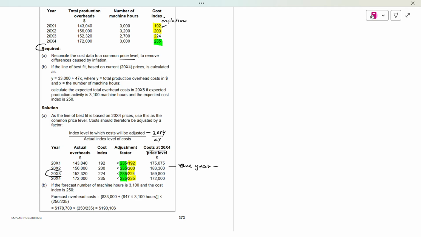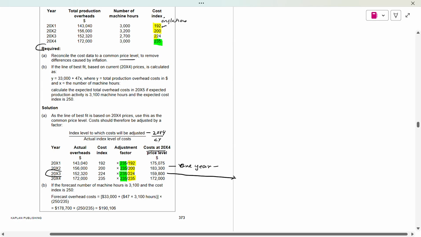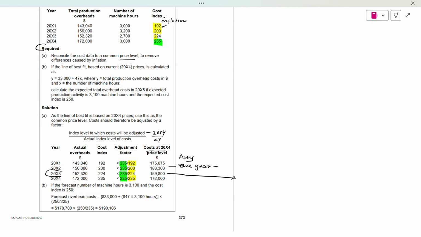Then we take the production overheads 152, cost index is 224, multiply by 235, and we get this answer. Any 1 year they will ask. Understand the point? We will do such questions subsequently over a period of time. Are you clear about this?